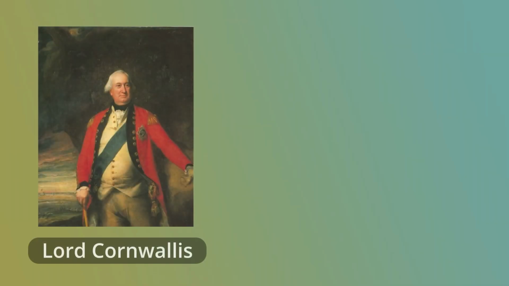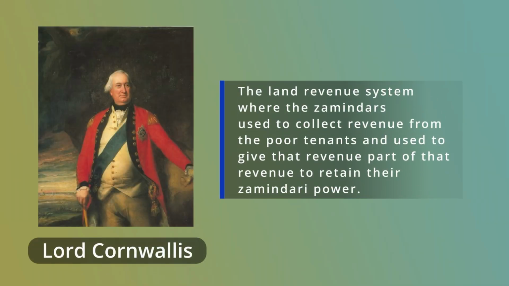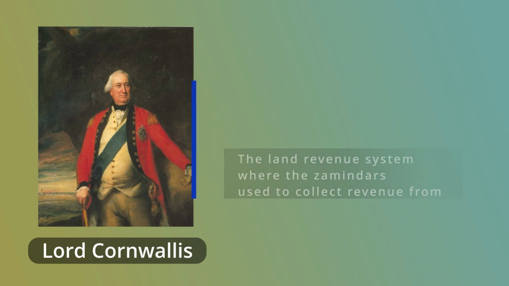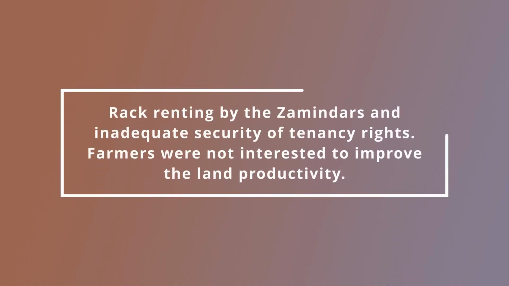Namely, I am pointing out the typical land revenue system in India. The Zamindari system was adopted by Lord Cornwallis. That was the land revenue system where the Zamindars used to collect revenue from the poor tenants and give a part of that revenue to retain their zamindari power. Now, there was rack renting and there was massive eviction of these poor farmers from their tenancy holdings. That means there was no security of tenancy right.